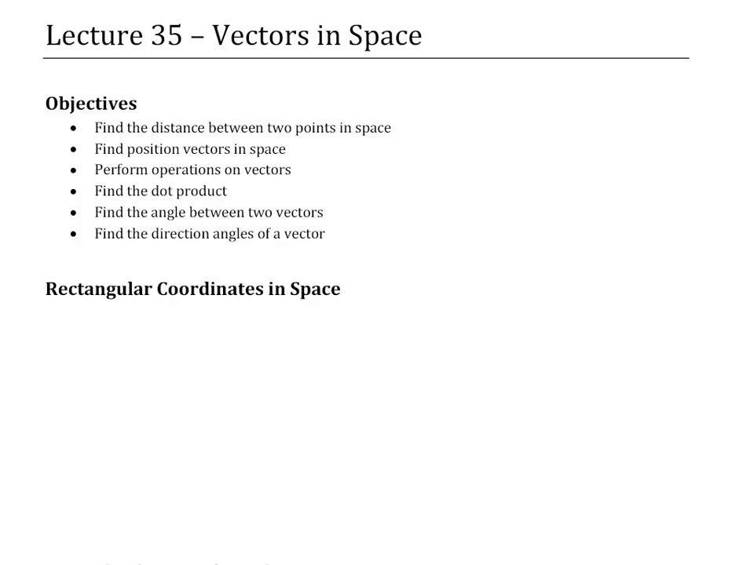In lecture 35, we're going to be looking at vectors in space. Now, what do I mean by vectors in space? Well, moving from vectors in the plane, which were two-dimensional vectors, to talking about vectors that have three dimensions, vectors that would be in real space and go in a direction of length, width, and possibly even height.